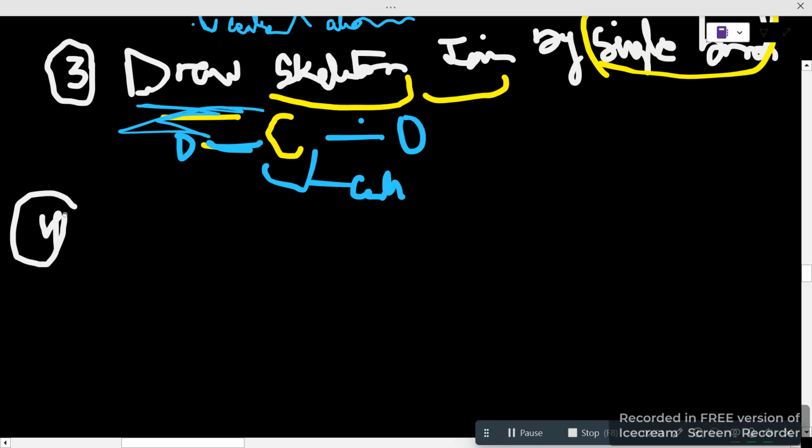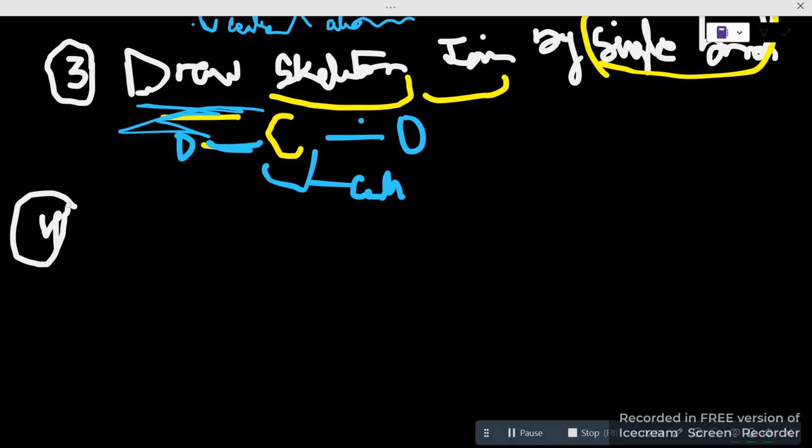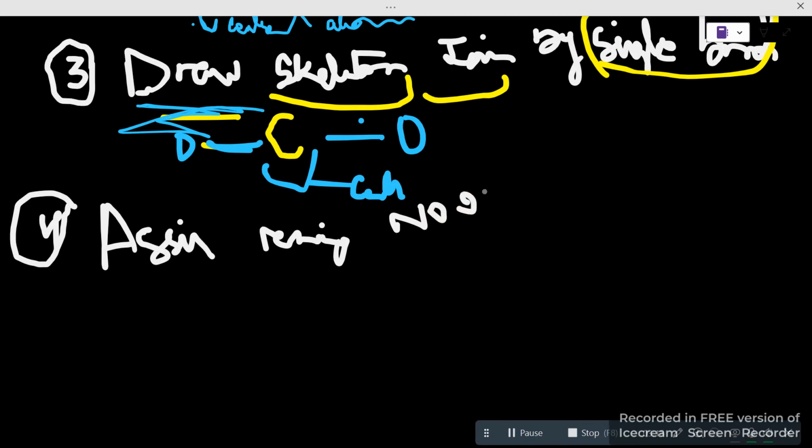The third step simply tells you to make a skeleton, a structure, and then in the fourth or fifth step you give the dotted structure. Now the fourth step is to assign the remaining number of electrons. Assign simply means providing them, as lone pairs.